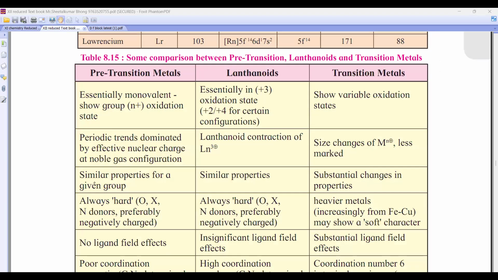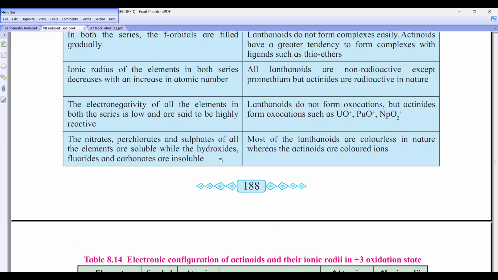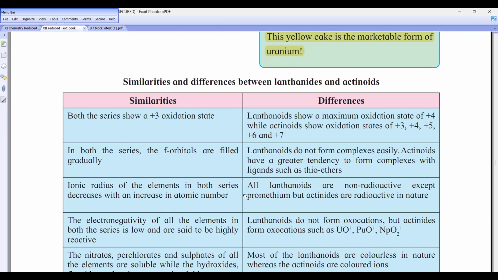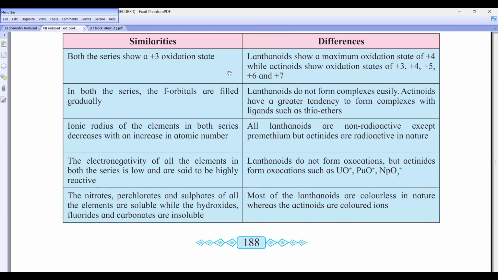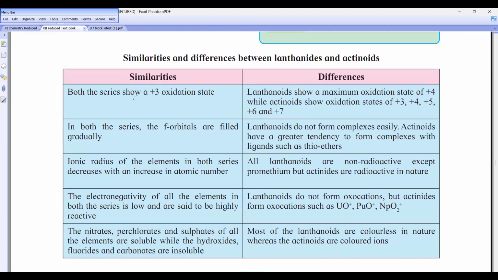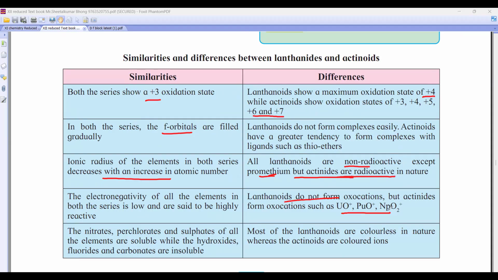Similarity of lanthanides and actinides. I have told you, here it is, similarities and differences. Page number is 188. Both show +3 as a common oxidation state, both are F orbital, right? Both have decreasing radius, both belong to group 3. Differences: lanthanides go up to +4, actinides up to +7. Lanthanides are non-radioactive, in lanthanides only promethium was radioactive; actinides are all radioactive. Lanthanides do not form oxocations, actinides form oxocations. Most lanthanides are colorless. Actinides are colored. Done. Easy. Now I'm sending the paper.